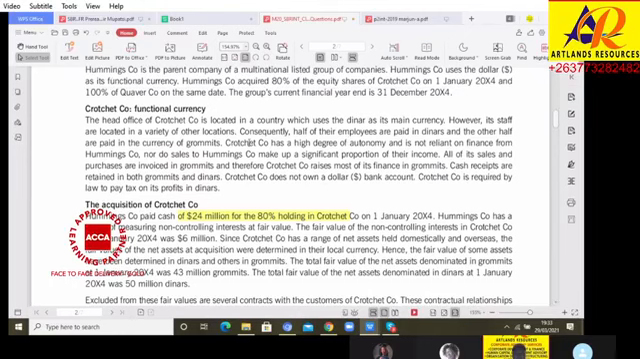Now, on this particular question, this is the business model. The head office of Crochet is located in a country which uses the dinar as its main currency. However, its staff are located in a variety of other locations. Consequently, half of their employees are paid in dinars and the other half are paid in grommets. Crochet has a high degree of autonomy and is not reliant on finance from Hammings, which is the head office.